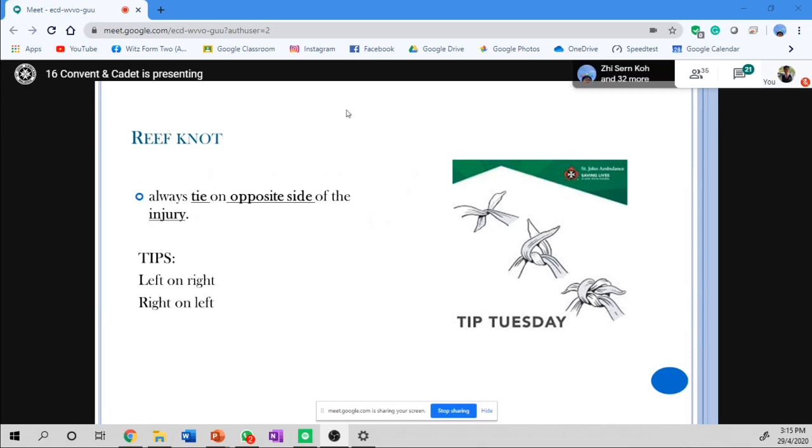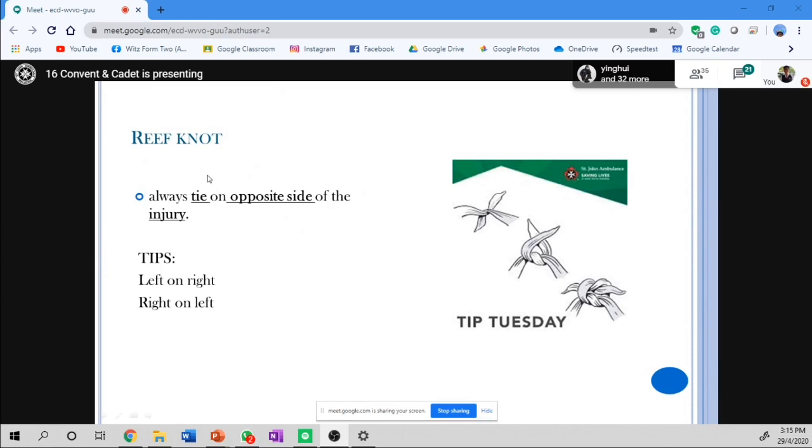So the reef knot, it is secure and easy to untie. This one I don't know how to show here, so the practical part will be shown later. I will send a video in the group chat so you guys can look through it. Okay.